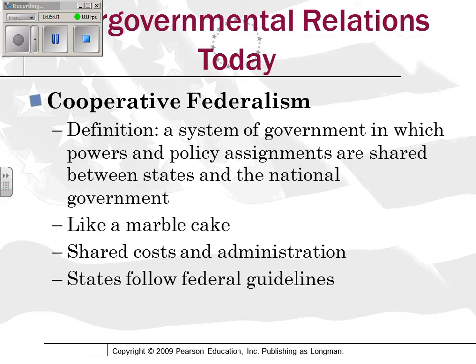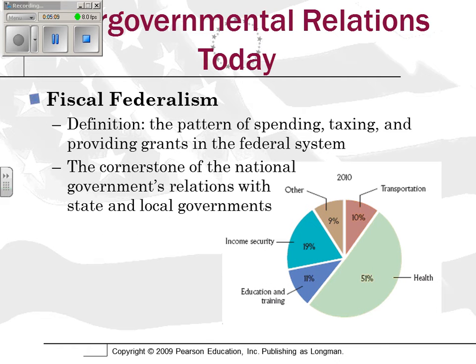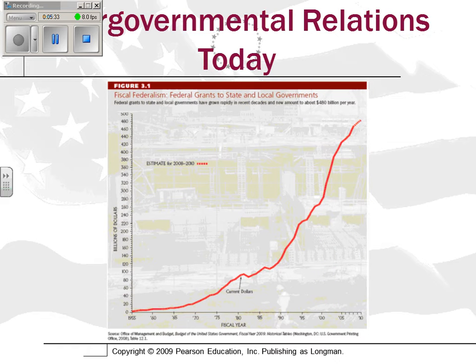So it's important to understand it's all about who's getting the money and who gets what and where and how, the question of politics. So then our next concept is called fiscal federalism. And fiscal federalism is the pattern of spending, taxing, and providing grants in the federal system. This is so important, okay? The idea of the federal grant system. The cornerstone of the national government's relationships with the state and local governments is fiscal federalism. Just to show you, and I'll come back to that slide in just a second, just to show you how much money the federal government spends fiscally in grants to state and local governments.